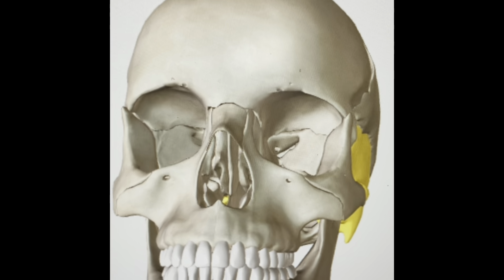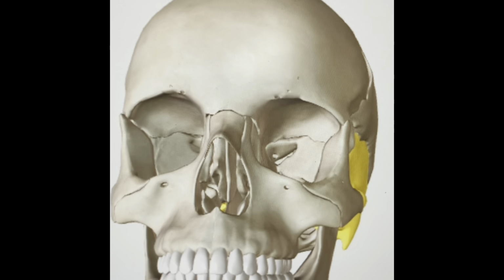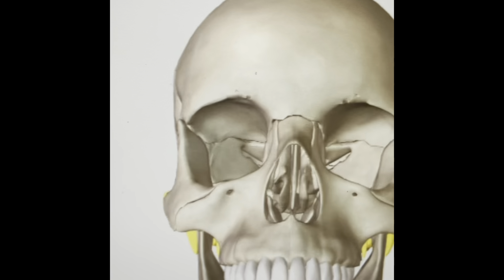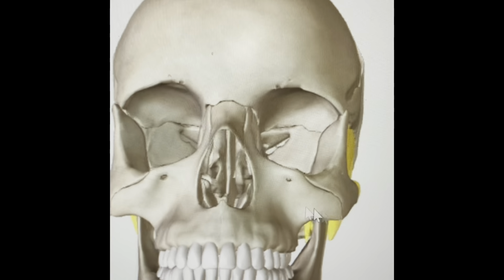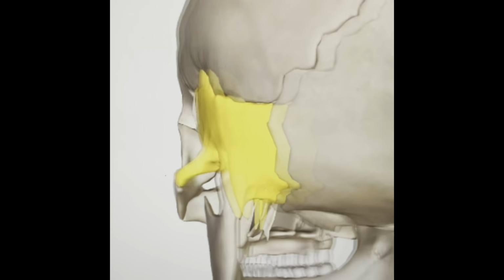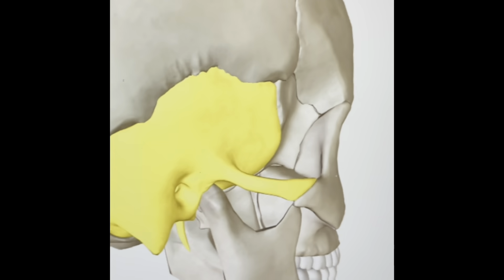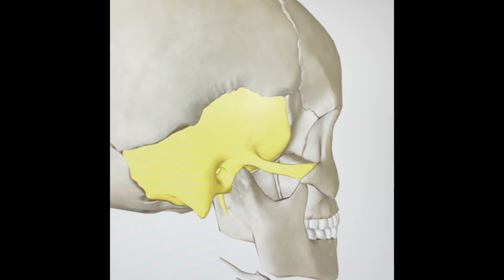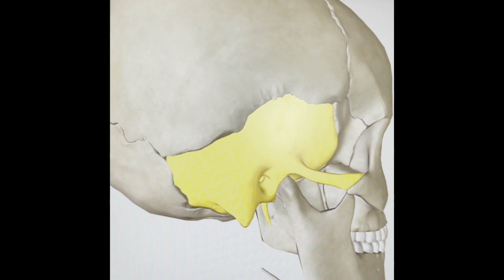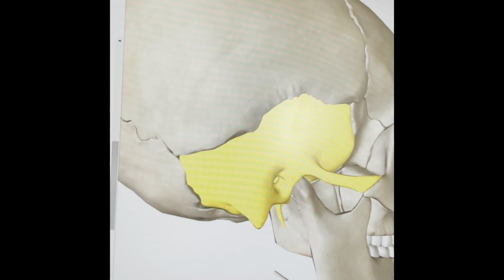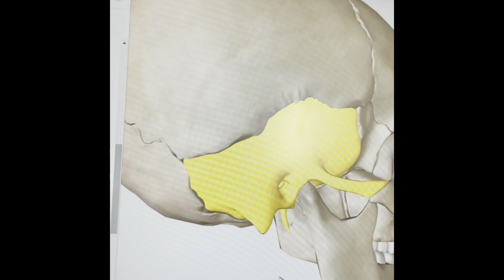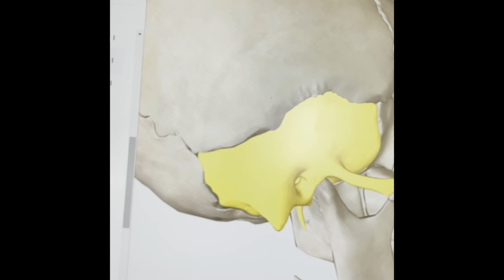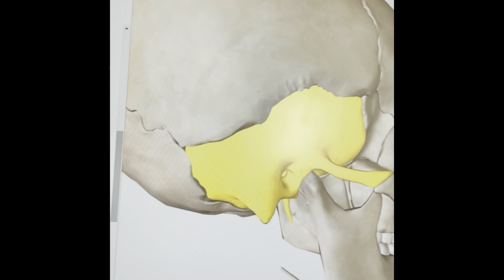The temporal bone is a paired bone situated on the lateral side and base of the skull. The temporal bone features important structures of the vestibulocochlear apparatus, including the external acoustic meatus, the tympanic cavity, and the structures of the inner ear.